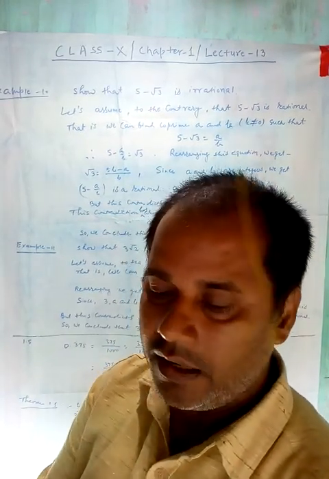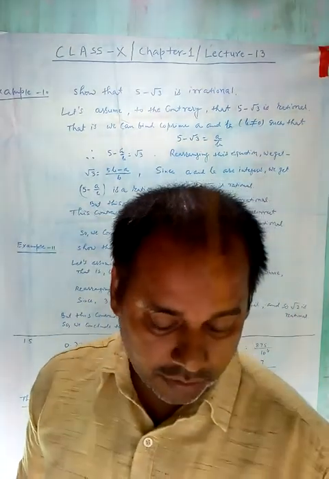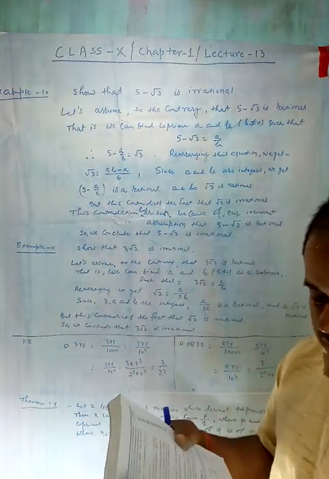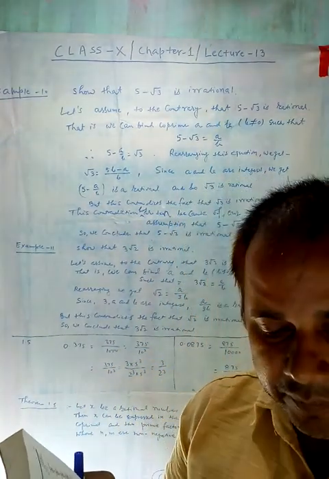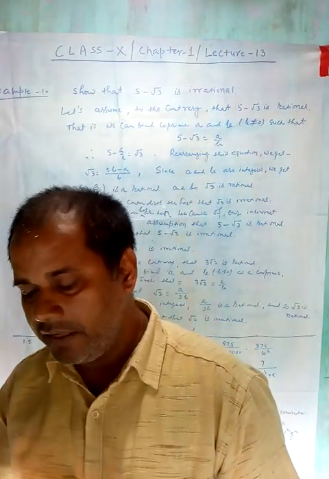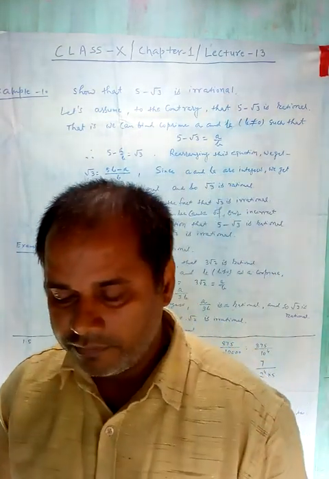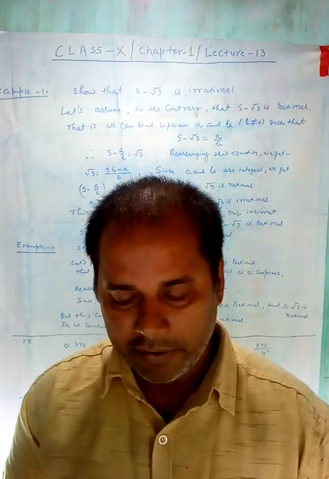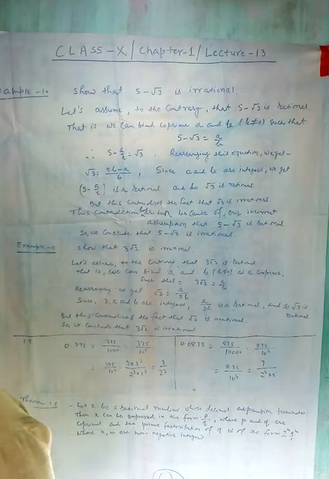Let us write our result formally. This is Theorem 1.5. Let x be a rational number whose decimal expansion terminates. Then x can be expressed in the form p by q, where p and q are co-prime, and the prime factorization of q is of the form 2 to the power n into 5 to the power m, where n and m are non-negative integers.